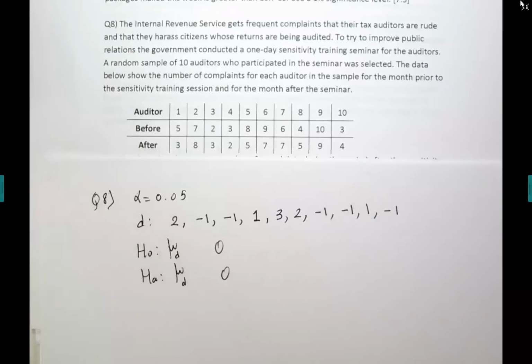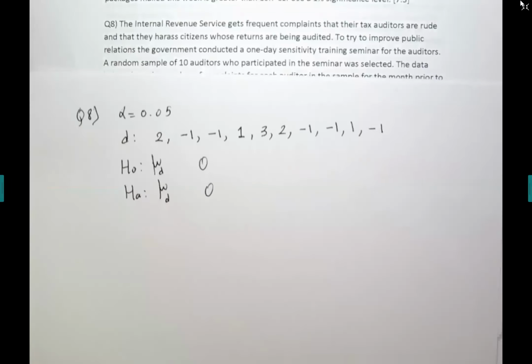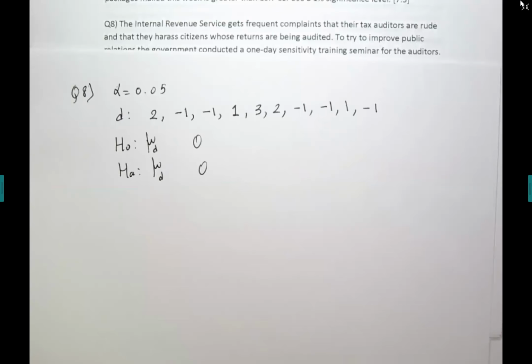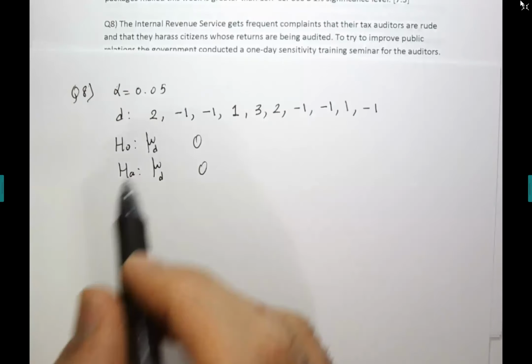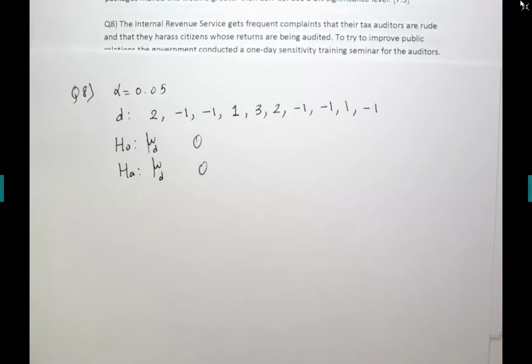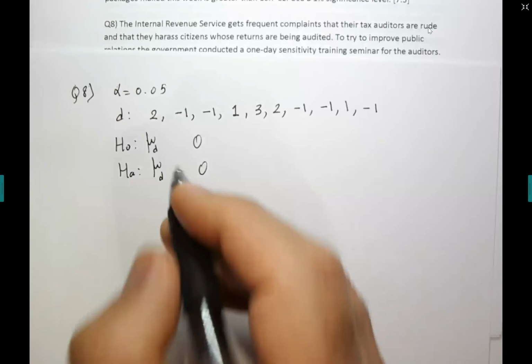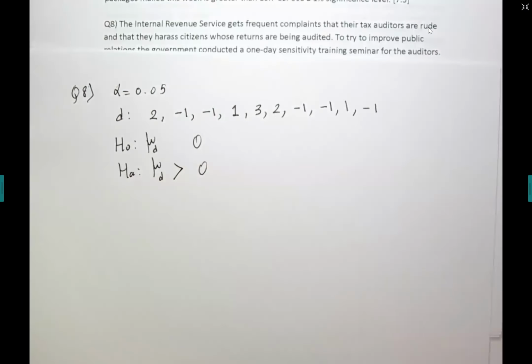Okay, let's decide now what we're gonna put there. The IRS wants to reduce the number of complaints after the training. So what do you guys think the sign should be here? If we want to reduce the number of complaints, that means if someone had 8 complaints before, after the training, it should be less than 8, 5. So we get 8 minus 5 is 3, which is a positive number. So would you guys agree with me that it should be greater than 0?